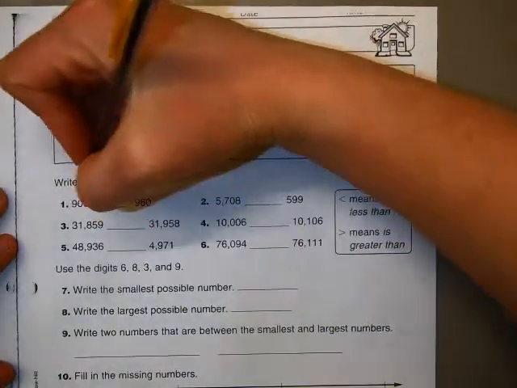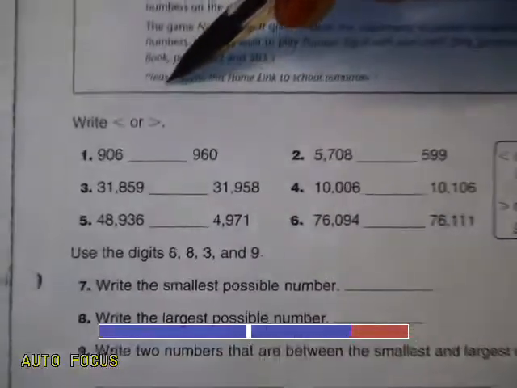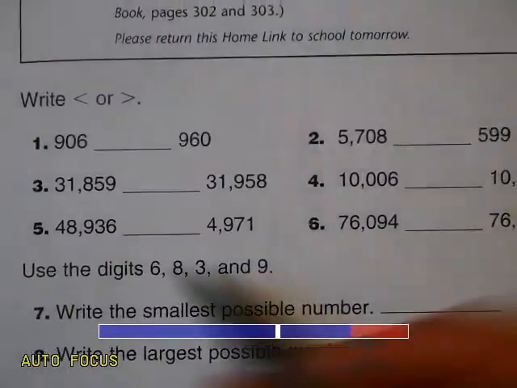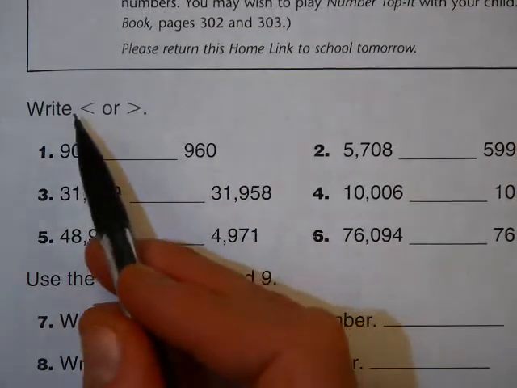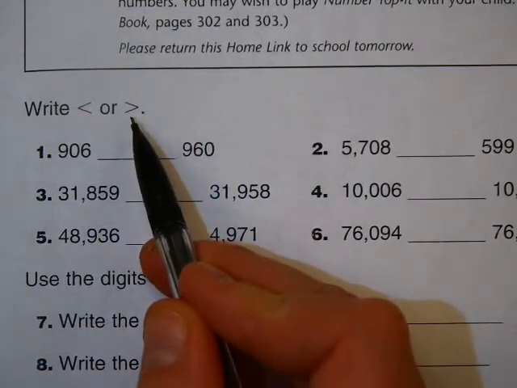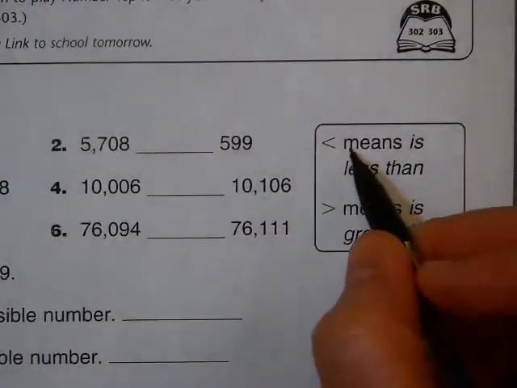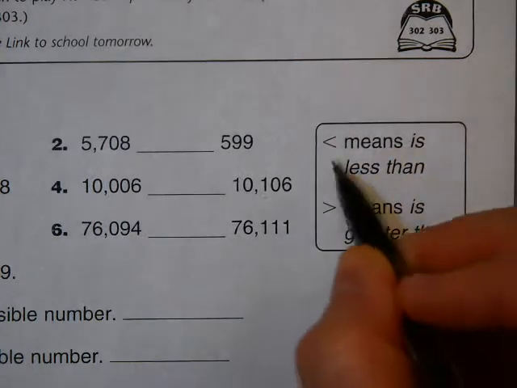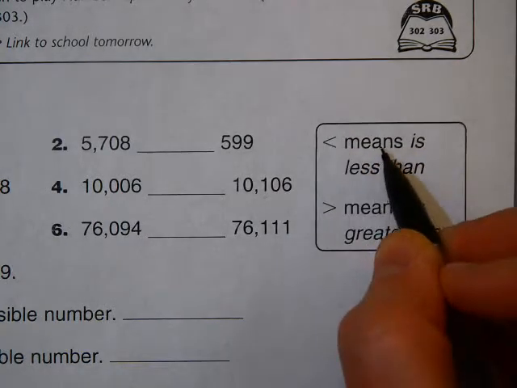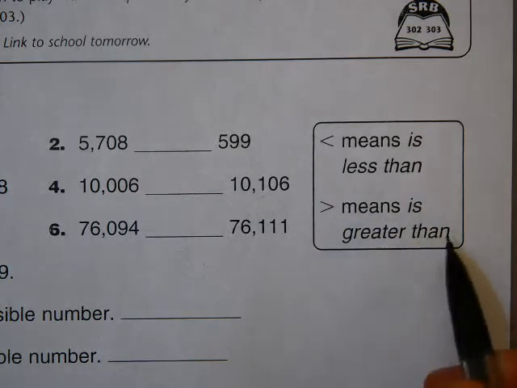So, children should know these symbols here. This is the less than symbol, and this is the greater than symbol. And if they forget, it gives a key right over here that says this symbol means is less than, and this symbol means is greater than.